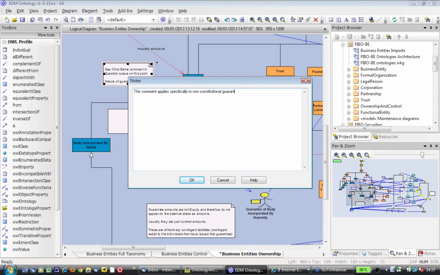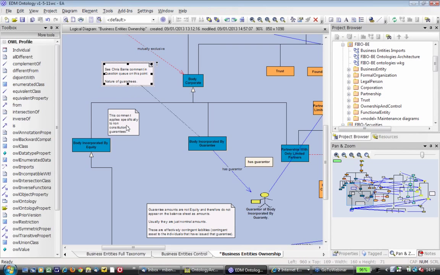Not sure how to model that. But those are the non-constitutional guarantees. Is that right? Like the guarantees that underwrite loans and other things. They have value. You have to value those when working out your credit risk exposure.